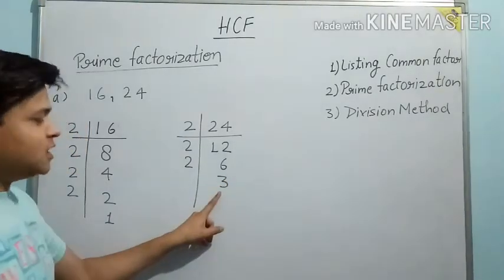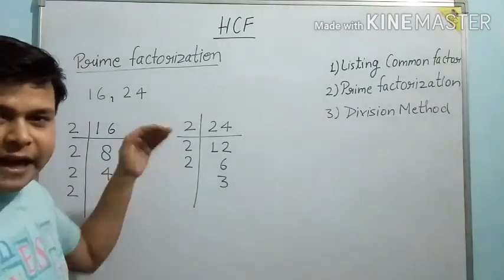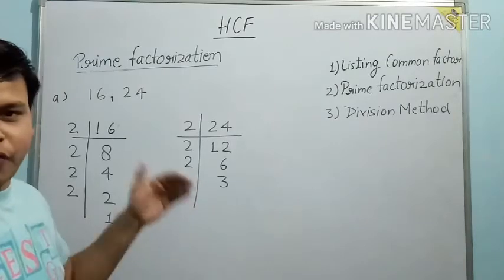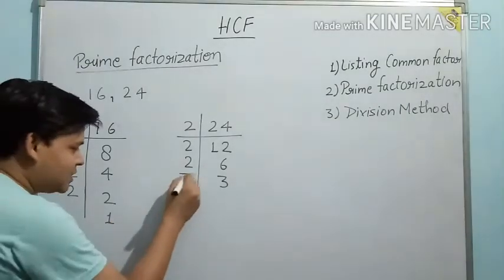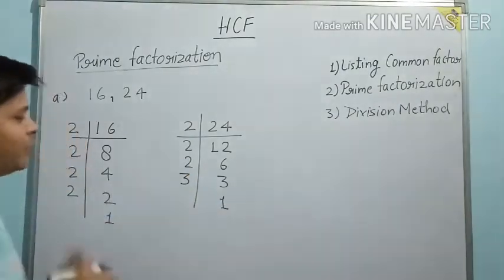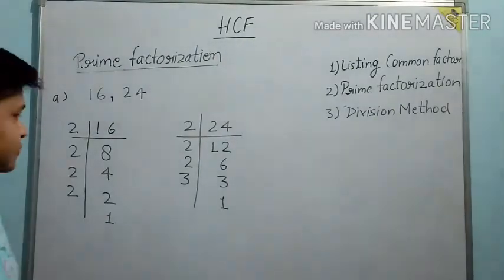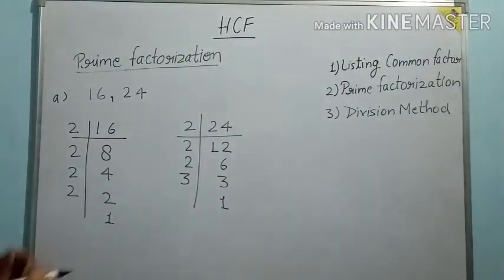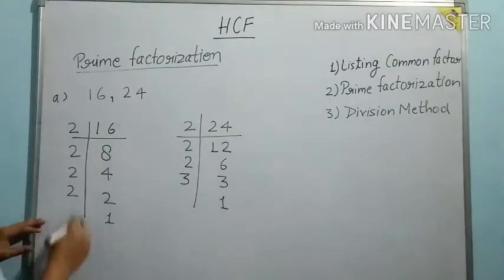Now we cannot divide this 3 by 2, so we will take next prime number. So after 2 what we have, 3. So we will divide this 3 one time. So here also we have got 1, so we will stop here. Now we have to find out the SCF of these two numbers.